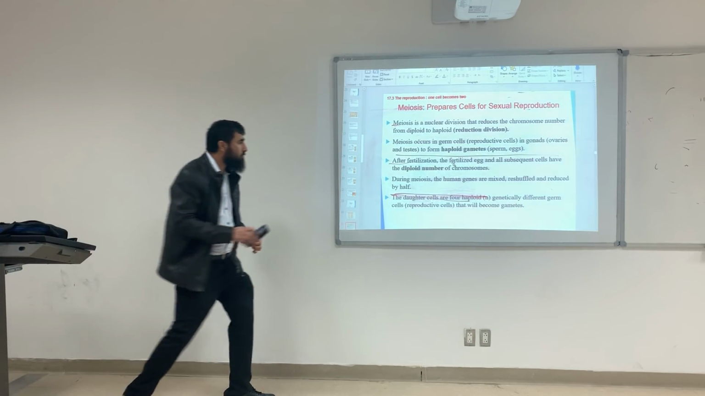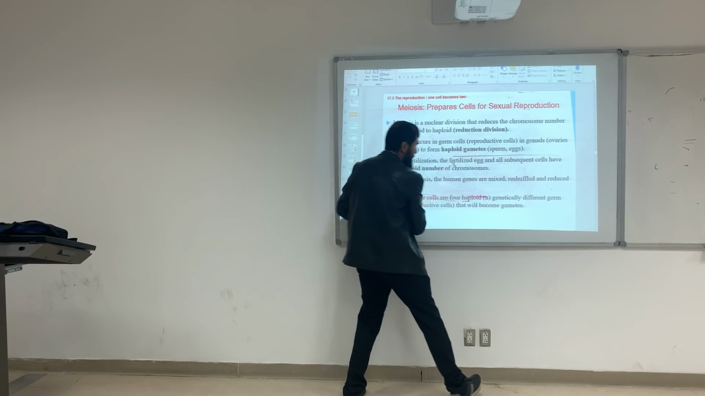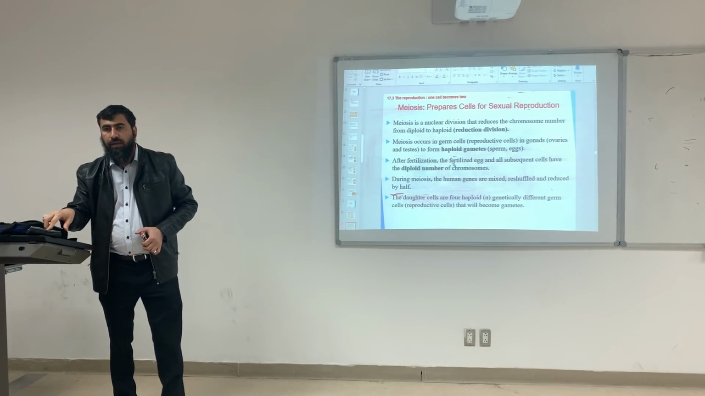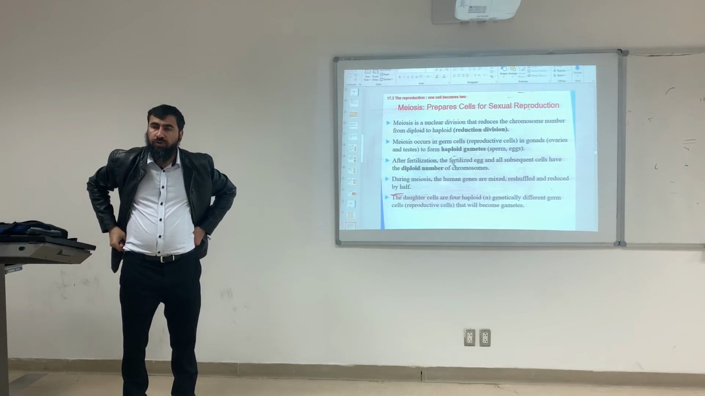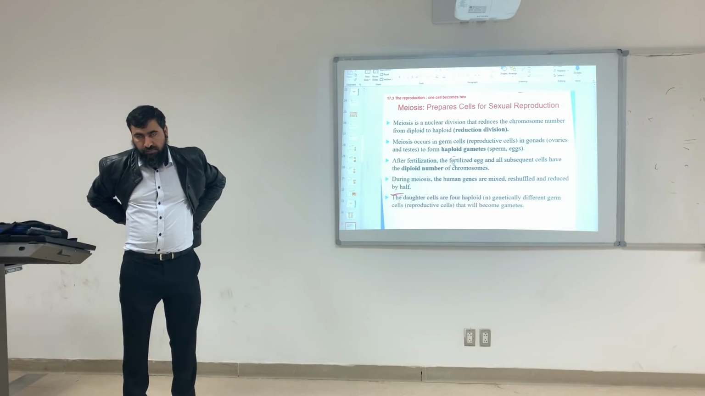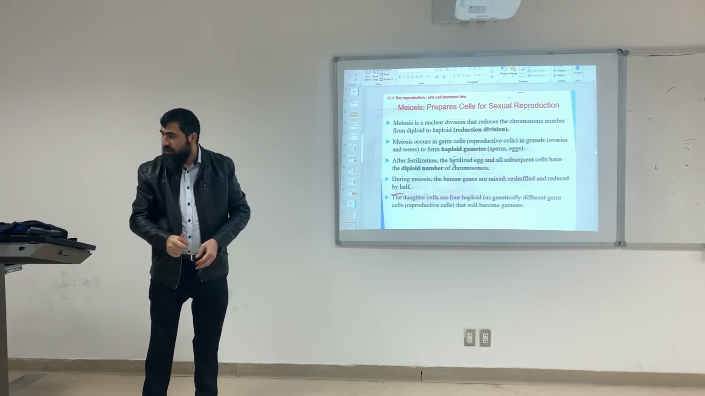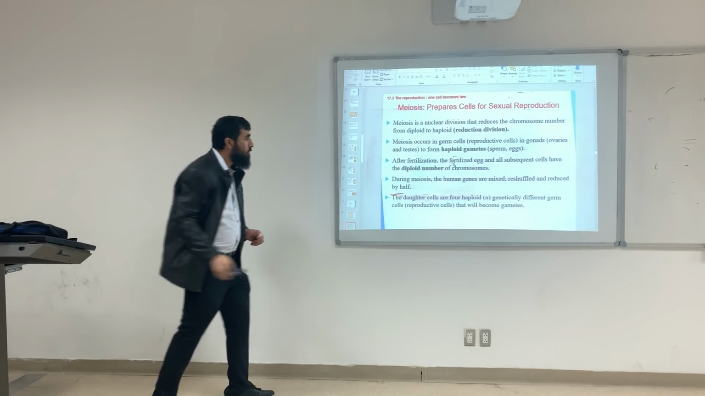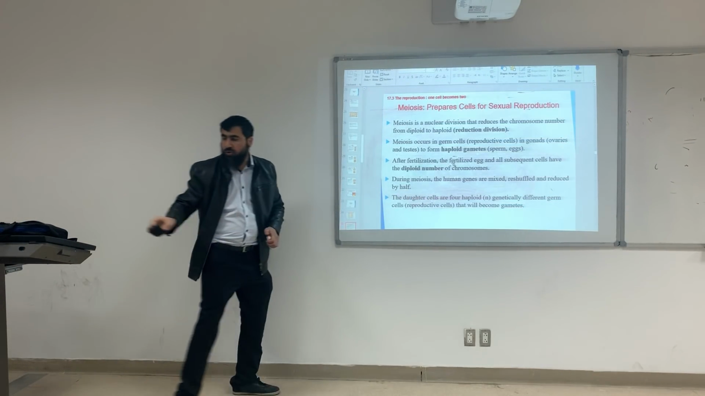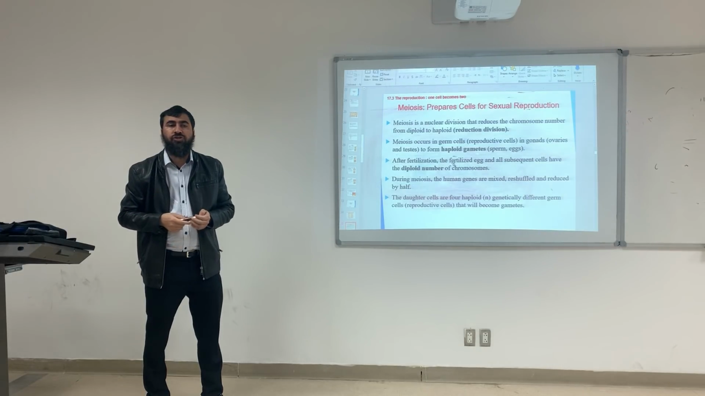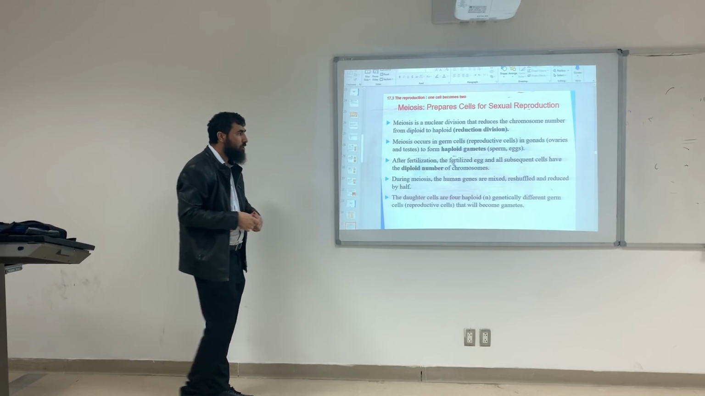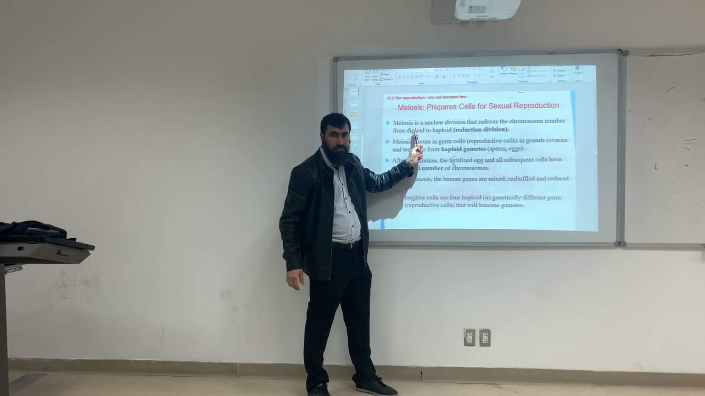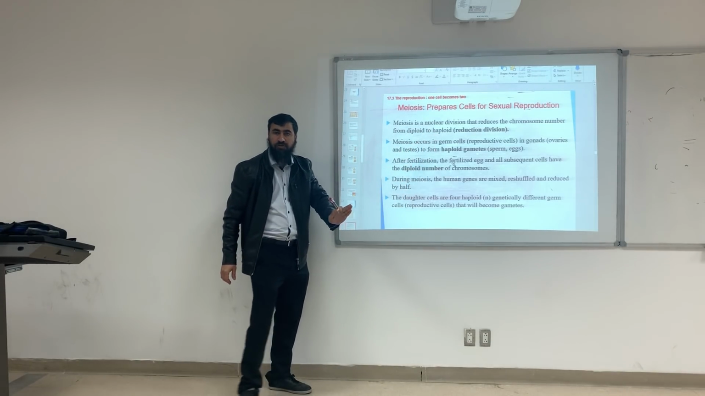So let's quickly move on. In meiosis 2, we start with haploid cells and end with haploid cells. So that's why meiosis 1 is called a reduction division, because it reduces the number of chromosomes. Reduction division means getting haploid cells from a diploid cell, reducing the number of chromosomes.